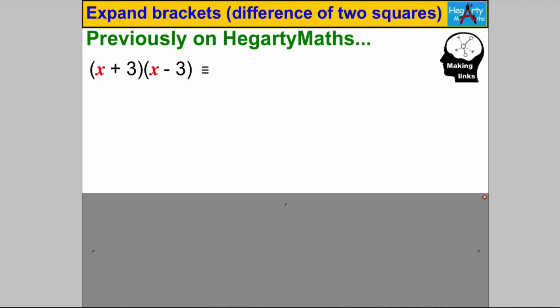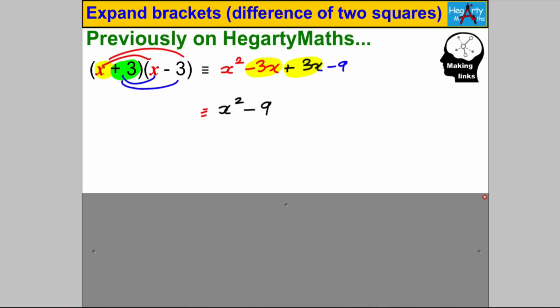Hopefully I would have expected you to multiply everything by x, so you did x multiplied by x and x multiplied by -3, giving x squared subtract 3x. Then you would have multiplied everything by this positive 3, giving positive 3x, and positive 3 multiplied by -3 is -9. Collecting like terms, the -3x cancels out with the positive 3x, and you simply get the answer x squared subtract 9. And I would have expected you to do that.